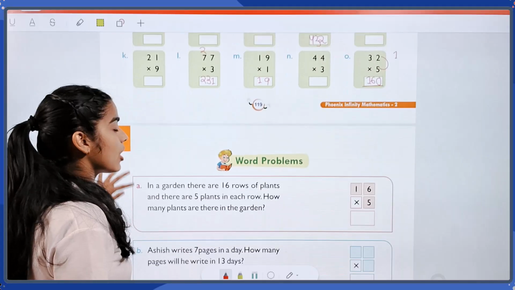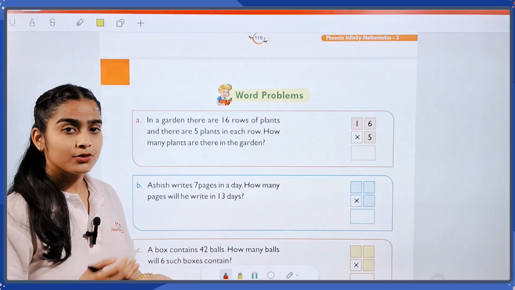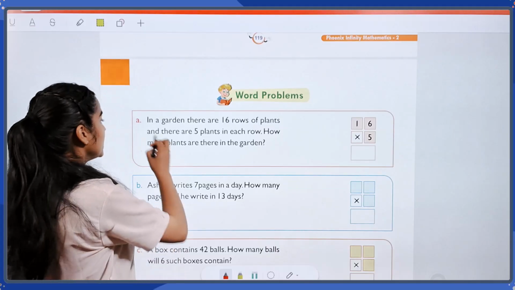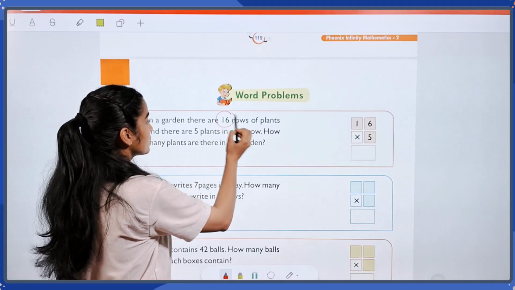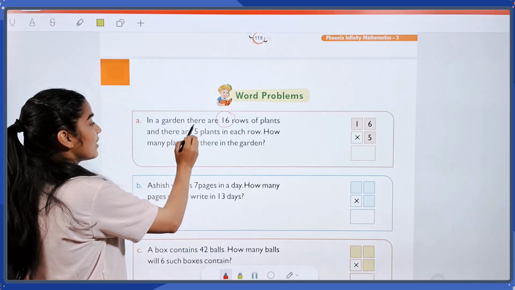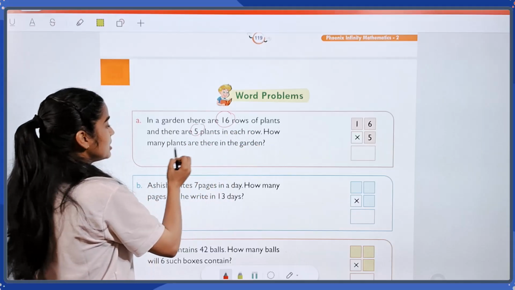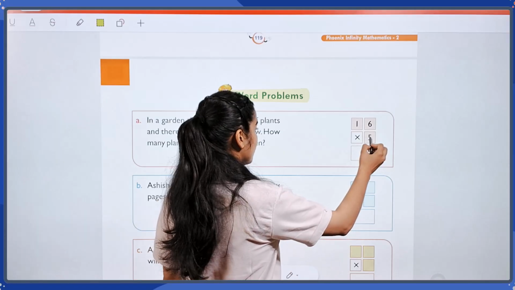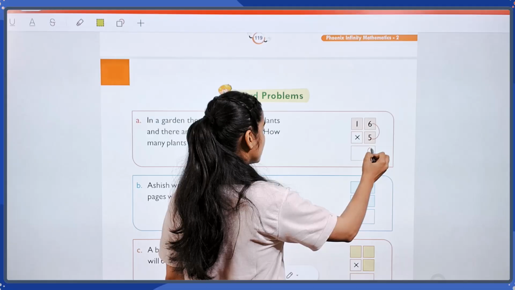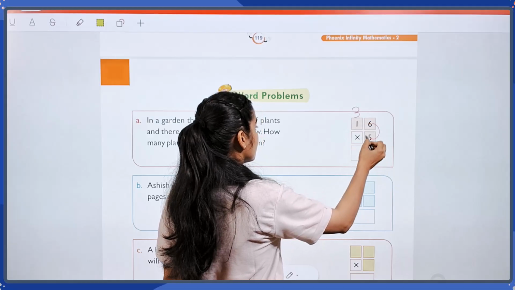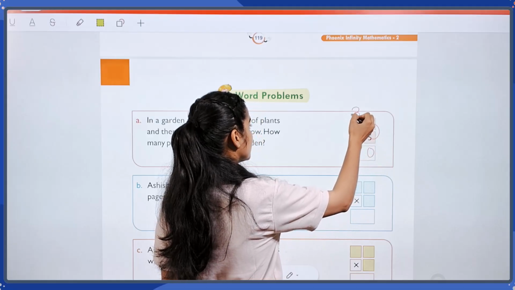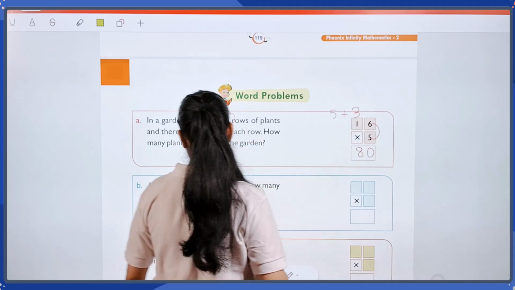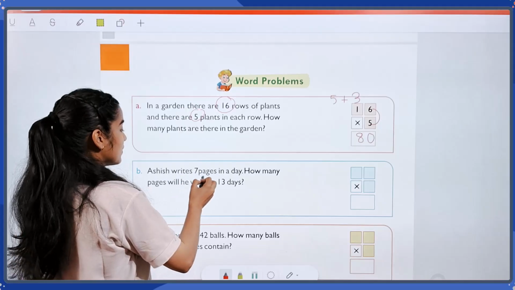Okay. Now we have word problems. Again, we have to do the same thing, but first we have to identify our numbers. So in a garden, there are 16 rows of plants and there are 5 plants in each row. How many plants are there in the garden? So 16 multiplied by 5, we have to do 5 6's are 30. We just write 0 here. Then 3, 5 multiplied by 1 is 5. 5 plus 3 is 8. Well done.